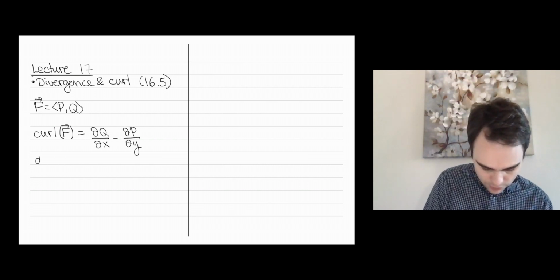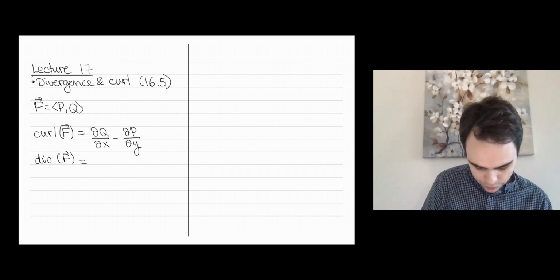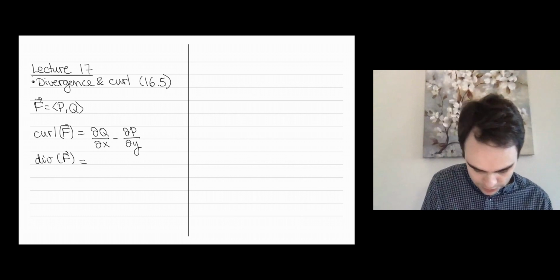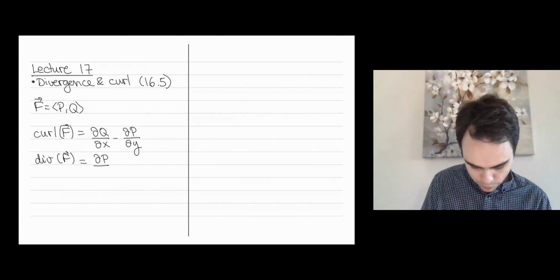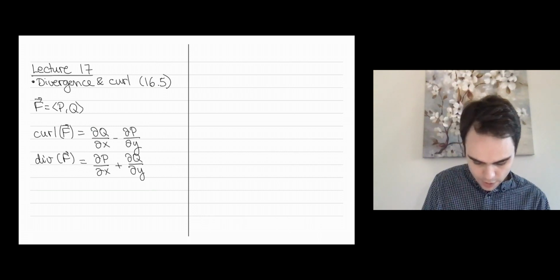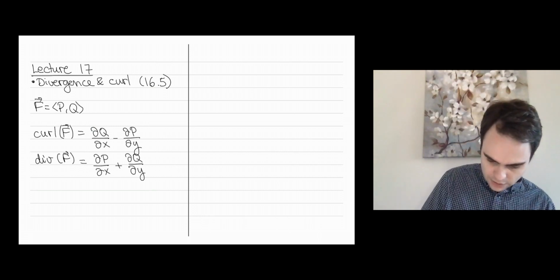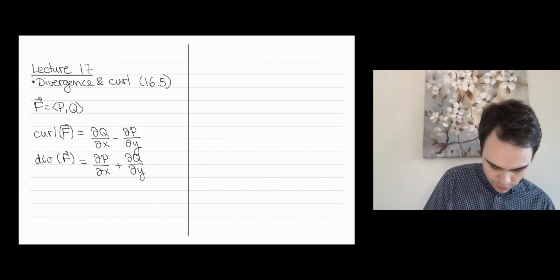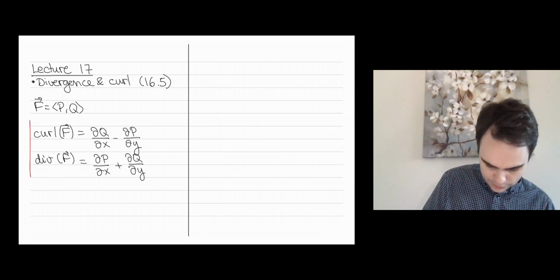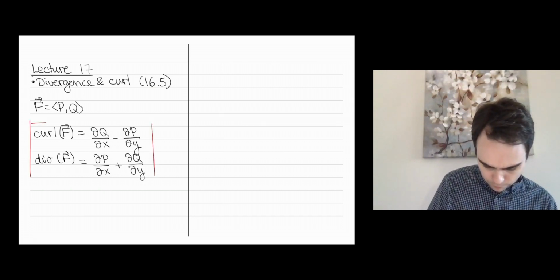And the divergence of this vector field is another function. It's easier to remember. You just take the first partial of the first component and add the second partial of the second component. Right? So today's lecture is just about these little guys, these derivatives.